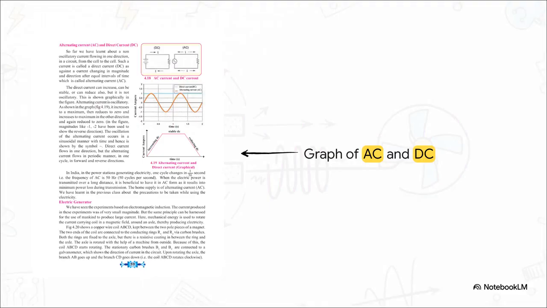Let's look at a visual representation to really make this click. See that blue line? That represents direct current. It's perfectly flat and horizontal, showing us that steady, continuous, one-way flow. Now compare that to the orange line showing alternating current.